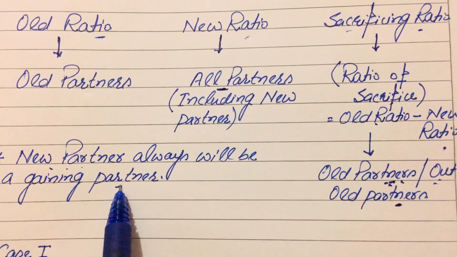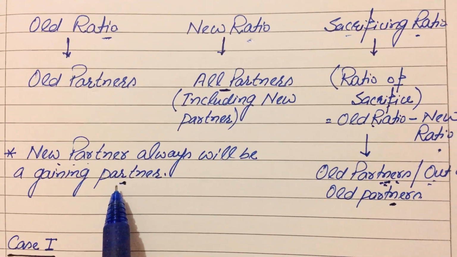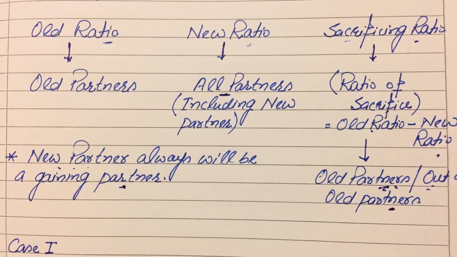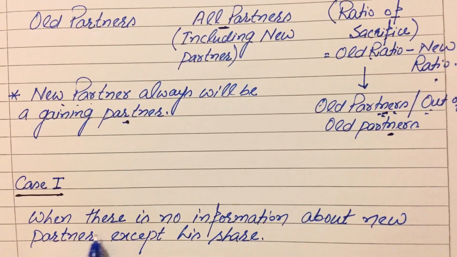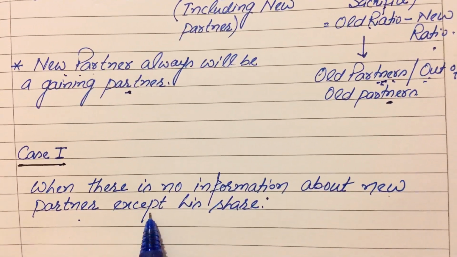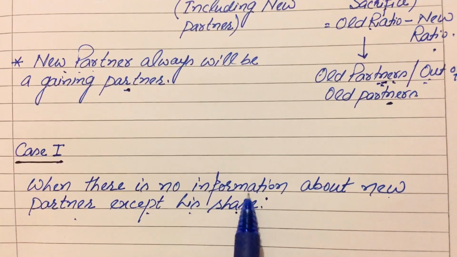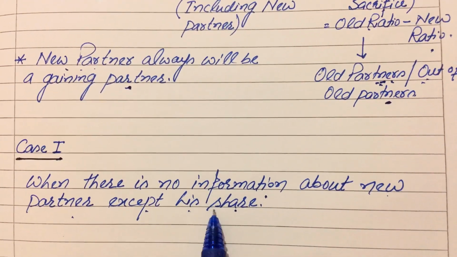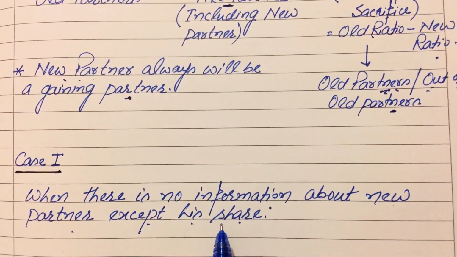Now we have a number of cases related to the calculation of new profit sharing ratio and sacrificing ratio at the time of admission. First of all, we will study case 1, when there is no information about the new partner except his share. When this type of question is there in the question paper, how we will solve this we can understand with the help of a question.